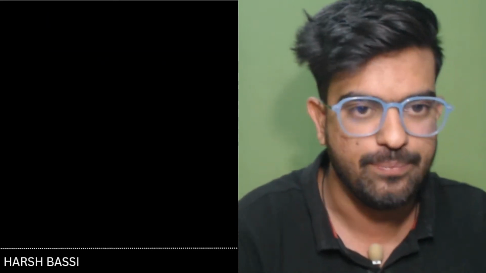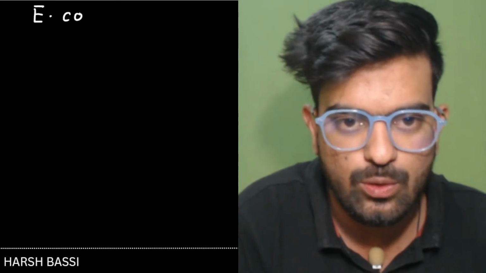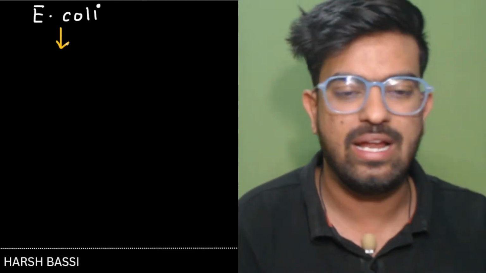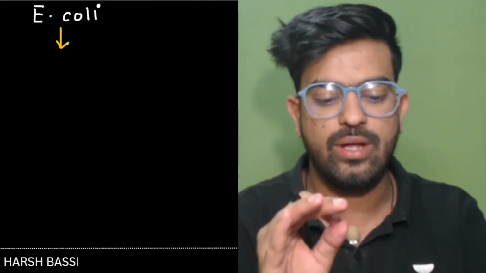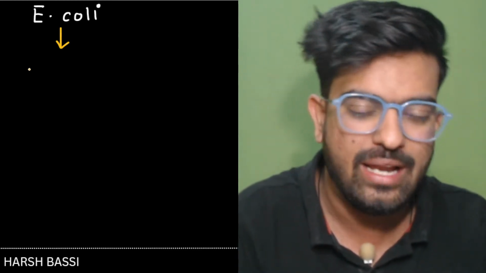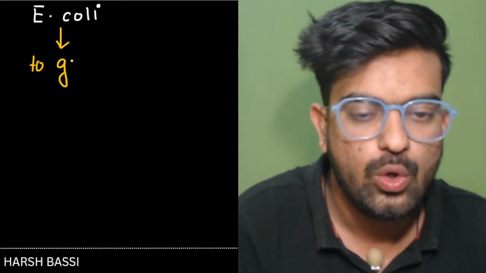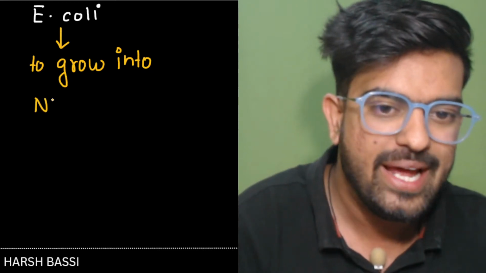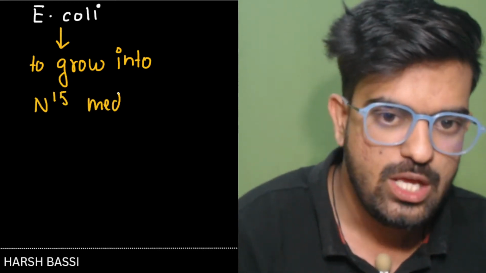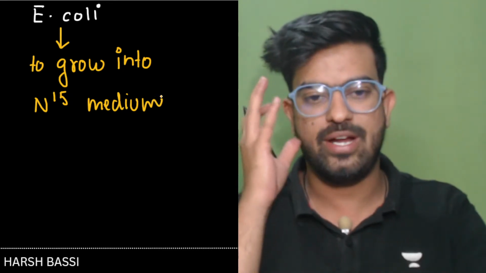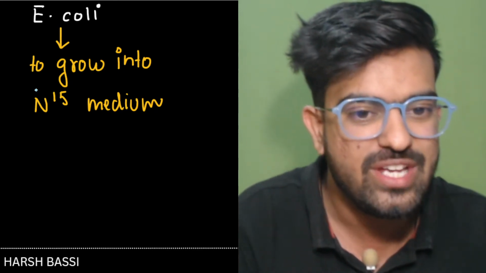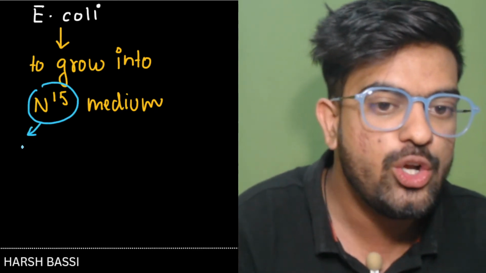Now how did they prove it? They took E. coli. The experimental organism for them was E. coli. They allowed this normal E. coli to grow in N14 medium. Many of you have this confusion whether this medium is radioactive or not. This nitrogen medium is non-radioactive.